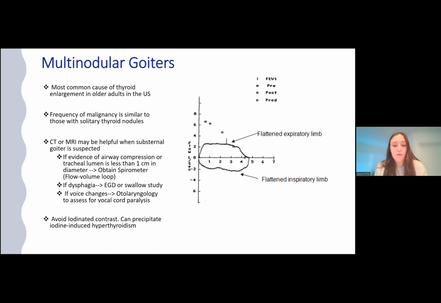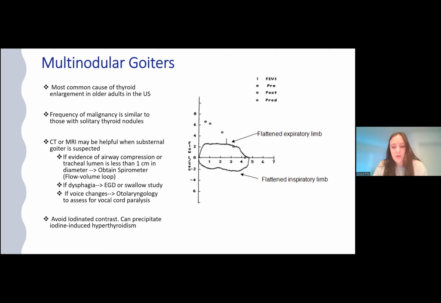on a flow volume loop. Tracheal stenosis, both from damage to the trachea or external compression, has a very fixed obstructive appearance where you have a flat limb on both the inspiratory and expiratory loop. So I included it for just a little refresher on this fun finding.